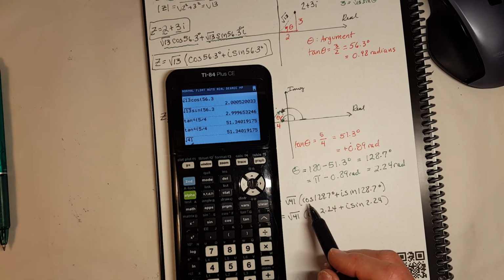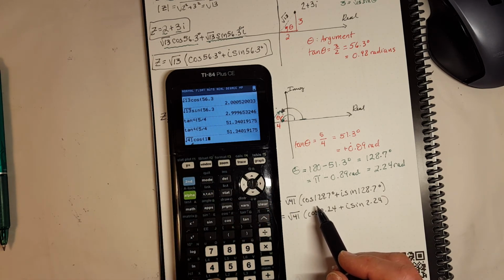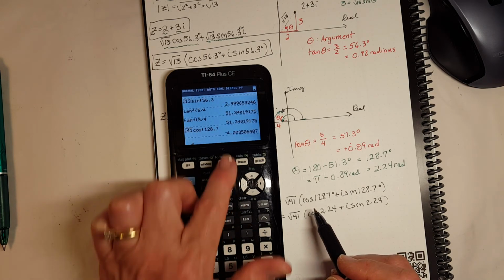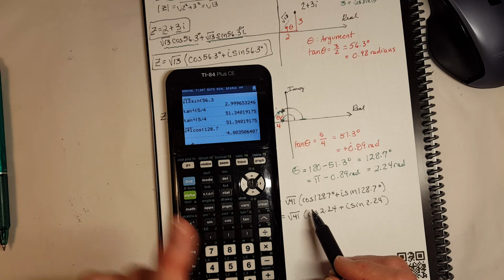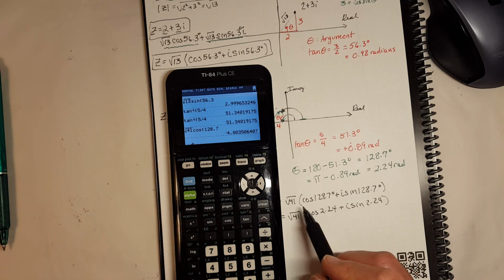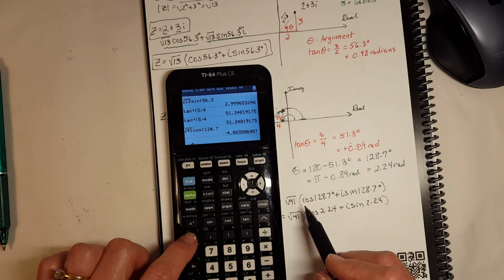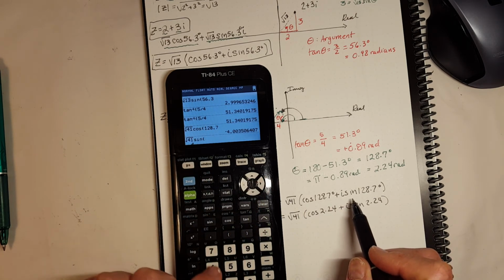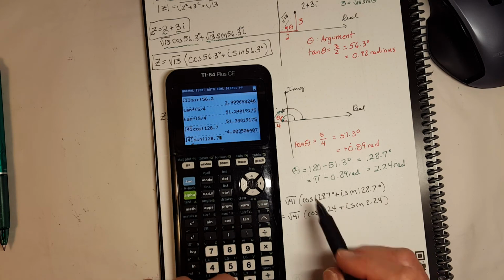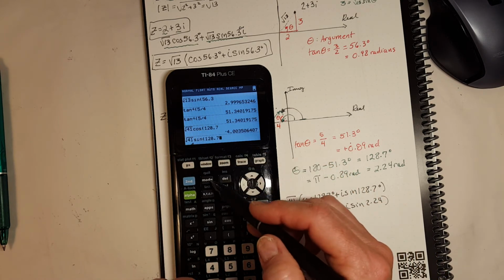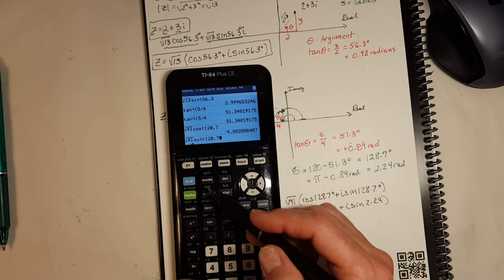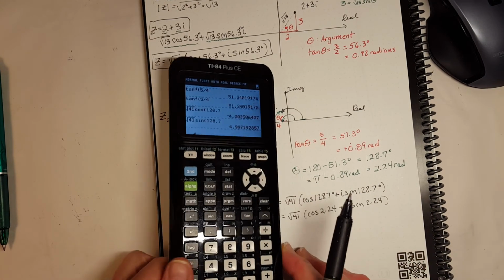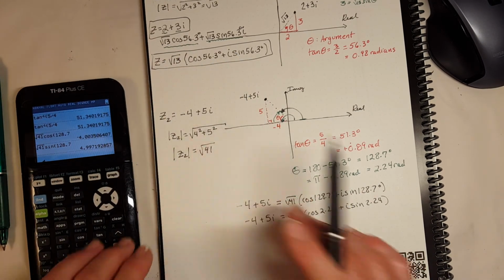So the square root of 41 times the cosine of 128.7, and we get -4, which was our rectangular real part. And then the square root of 41 times the sine of 128.7 degrees. I'm in degrees, but if I put my calculator in radian mode, I could use the radian version, and I get 5, which is exactly what I had.